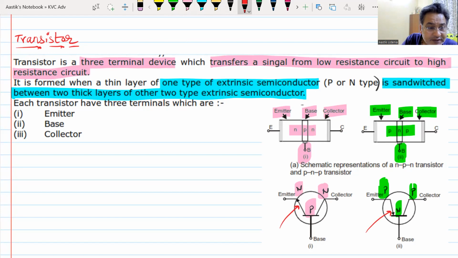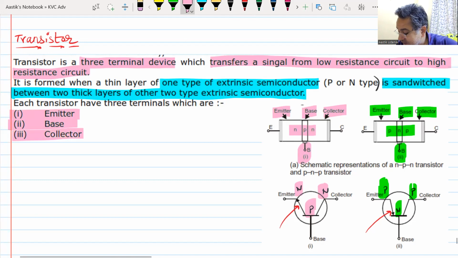Okay. PNP transistor. It has got three different elements. The first element is known as emitter, the second one base, and the third one collector. We will come to that. First, you need to note the point that I've given and draw the diagram. I'll give you 2 minutes to do this.